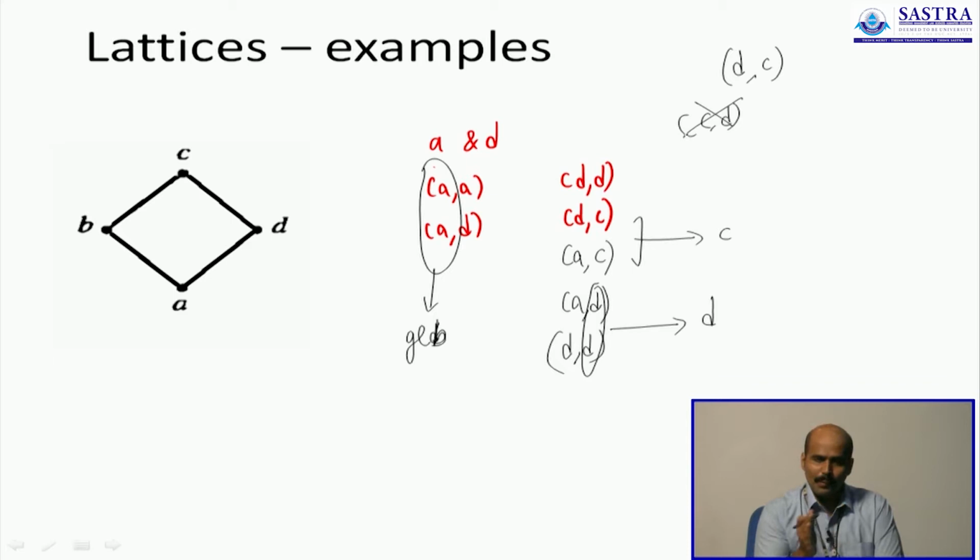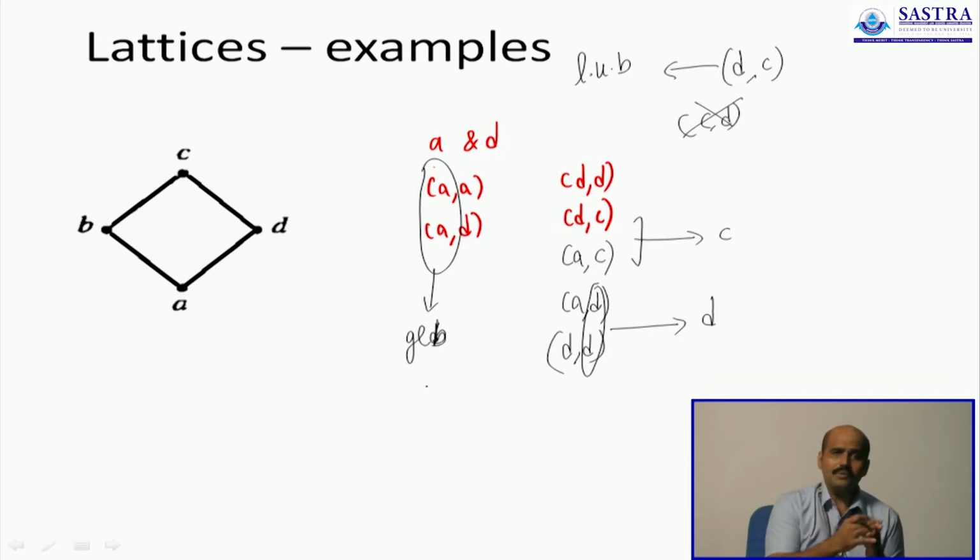Therefore, the two upper bounds are related in such a way that DC is a pair, and hence you will have D as the least upper bound and A as the greatest lower bound. Now this can be extended to other elements as well. You compare A and B, you will find GLB as well as LUB.